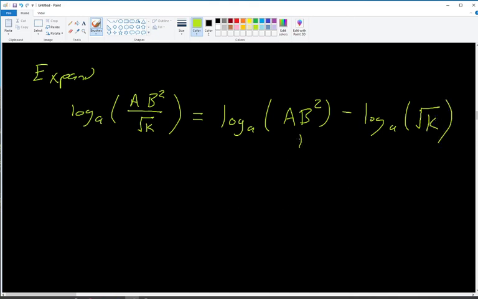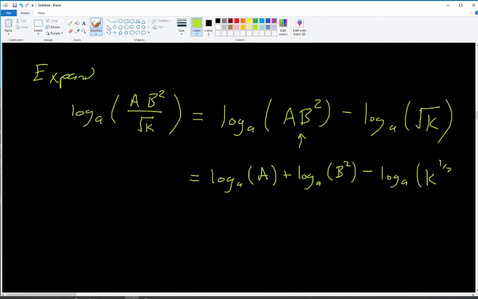Next, this multiplication here needs to split up. So I'm going to use the first property of logarithms. So I'll split the multiplication up as an addition. And I'm going to flip square root of k to k to the 1/2 power. So you guys can see we started with this compact form, we split up the division as a subtraction, and we split up the top part as an addition.